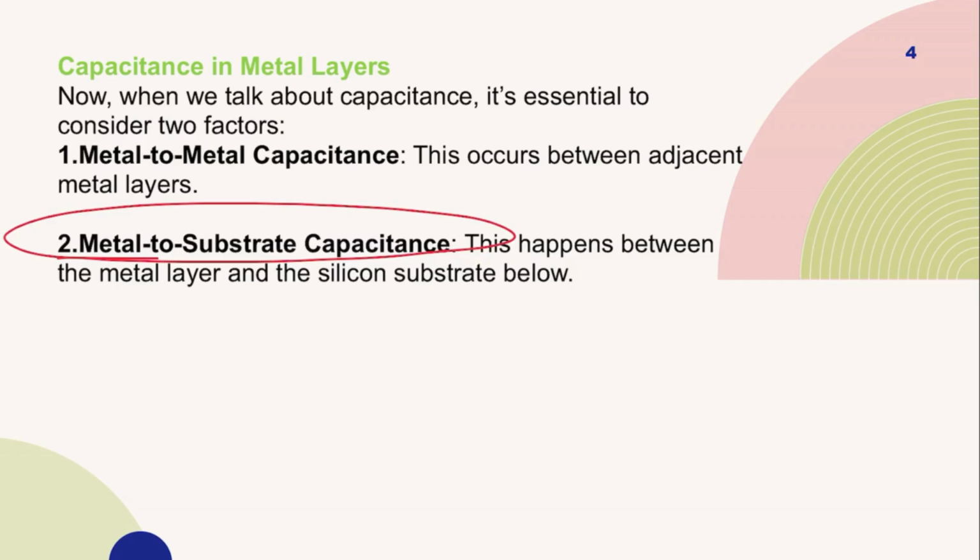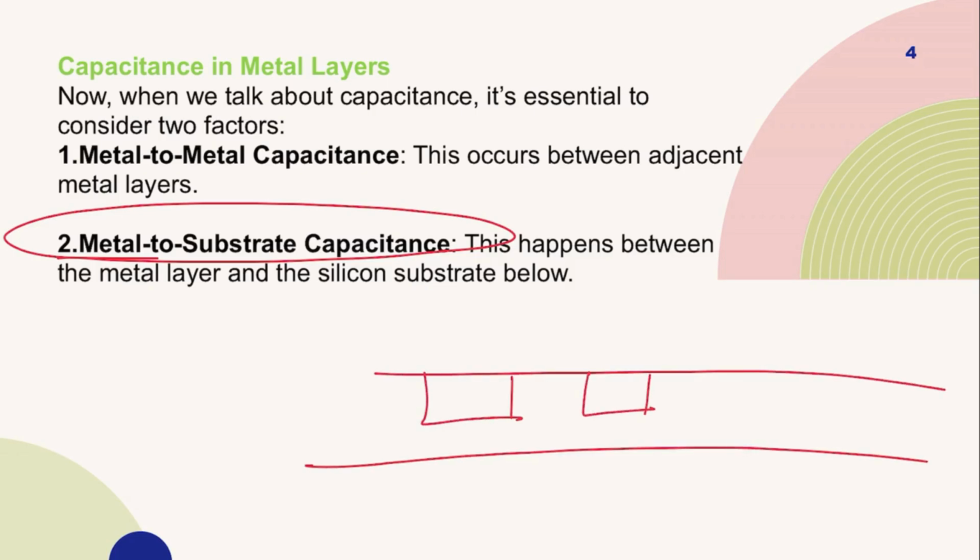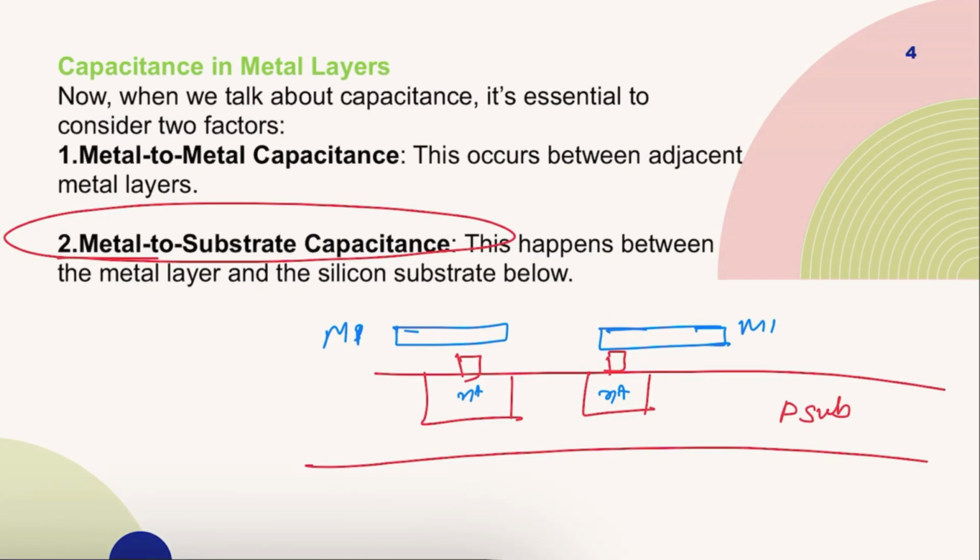Metal to metal capacitance occurs between adjacent metal layers. Metal to substrate capacitance happens between the metal and the silicon substrate. If I draw the cross section of an NMOS, it will look like this. This is a P substrate. This is via. And now I will draw the metal on top. This is metal 1. This is also metal 1. This is N plus. This is N plus. This is P sub. If this is M1, then somewhere the top metal will come on the top side here. In between, a via is there.